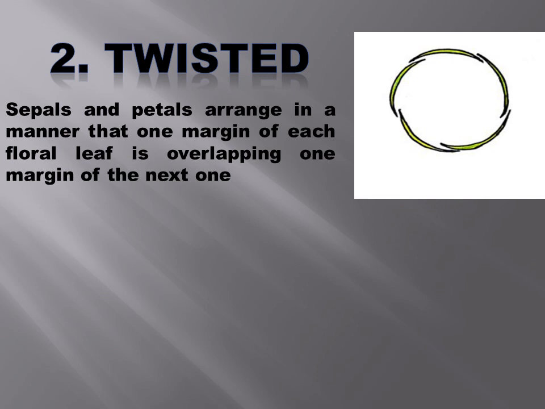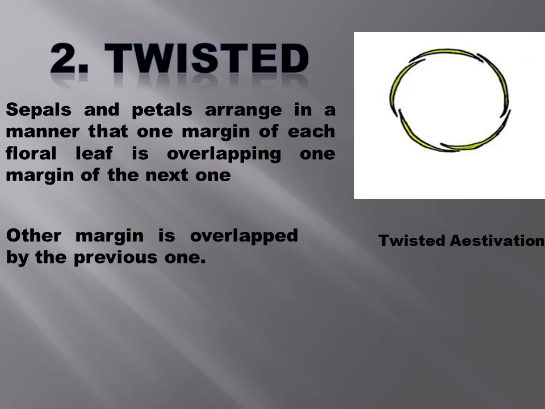For example, in the figure you can see that in twisted estivation, the sepals and the petals are arranged in a manner that one margin of each floral leaf is overlapping the margin of the next one, and the other margin is overlapped by the previous one. For example, in the China rose. Here the overlapping of margins is there. The margins are not free. So this type of estivation is called the twisted estivation that is present in the China rose.